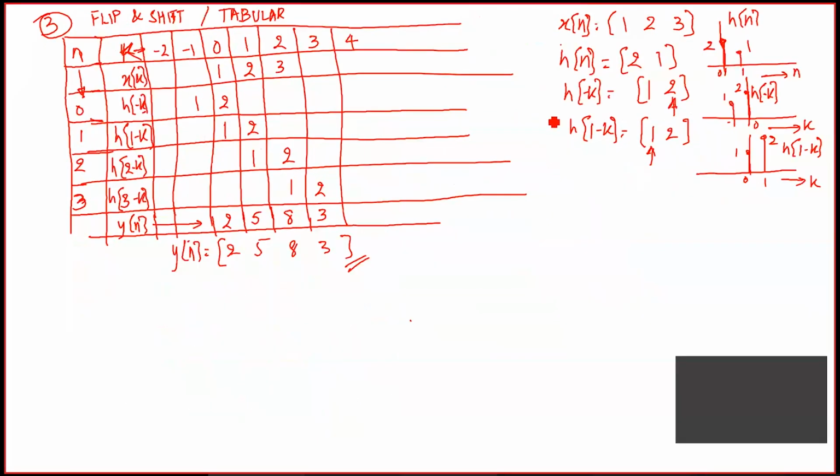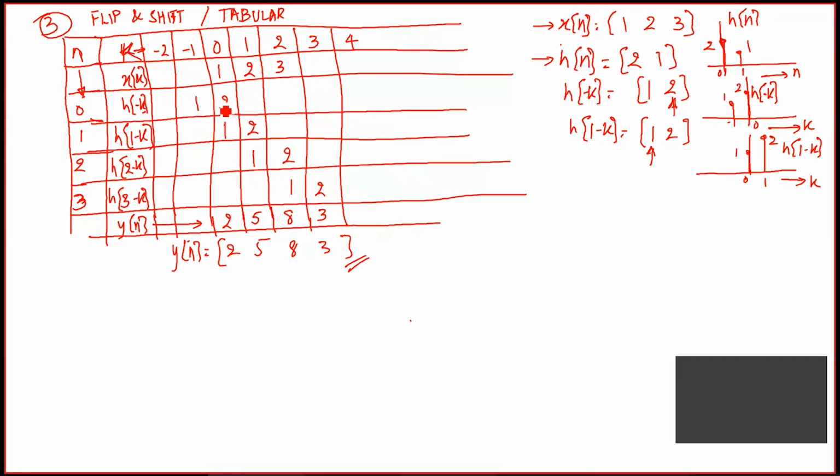So we saw how we can use the flip and shift method to solve if we are given x of n and h of n. All we need to do is write x of k, and write h of minus k. So if h of n is this, h of minus k is this. For k equal to 0 it is 2, k equal to 1 it is 1. We see just one overlapping term, and then we keep shifting till the time we have overlap present. After this, if we shift further, the overlap will stop, so we just stop right here.